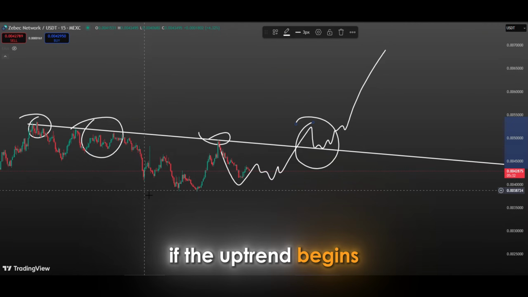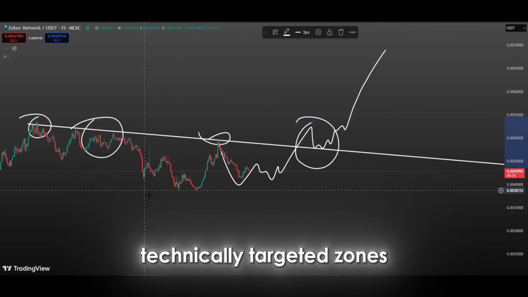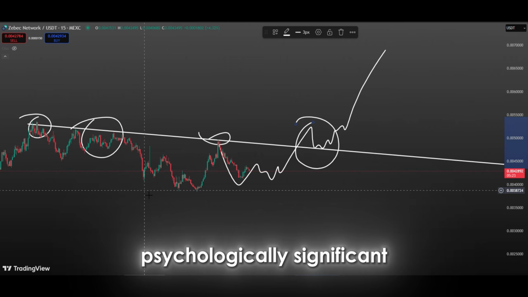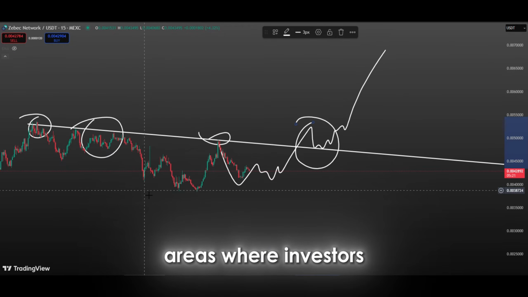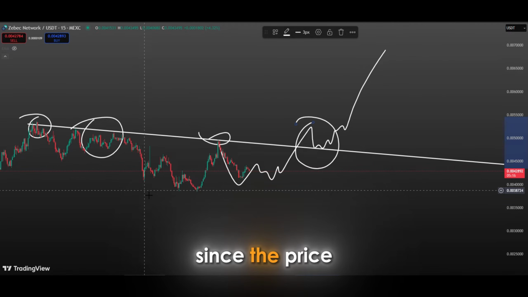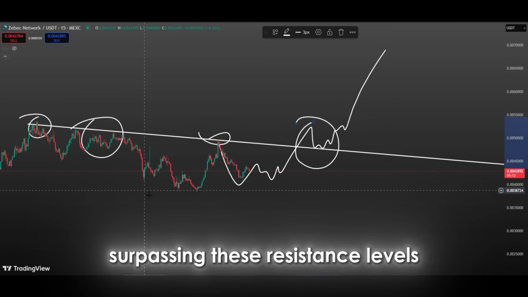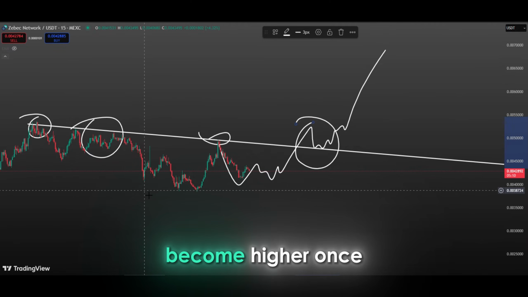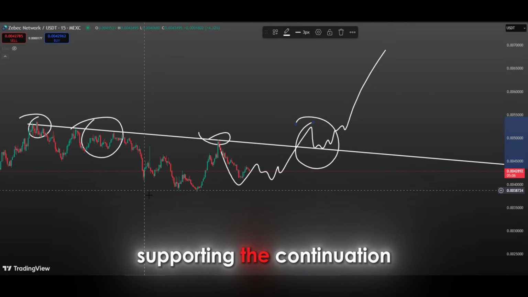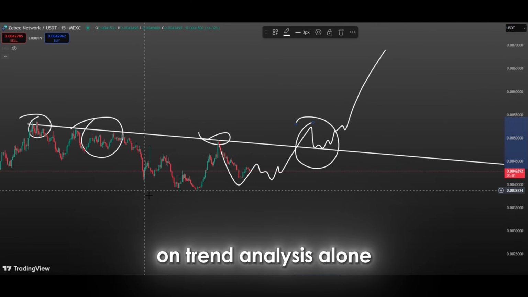If the uptrend begins, the price is expected to initially move toward levels that previously acted as resistance. These levels are technically targeted zones and are also psychologically significant, as they are areas where investors previously chose to take profits. However, this time, since the price has gained strength by breaking the downtrend, the chances of surpassing these resistance levels become higher. Once a trend is broken, a new momentum often forms in the market, supporting the continuation of the upward move. But of course, we can't rely on trend analysis alone.